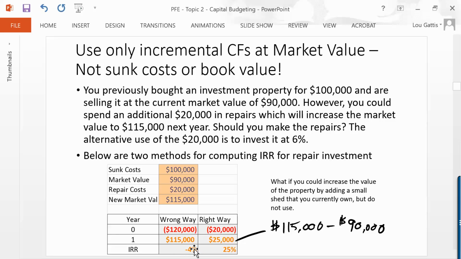You've already bought the building. So your only decision is whether you spend $20,000 today to get an incremental revenue or selling price of $25,000. So actually it does make sense to fix the building. So don't include these fixed costs, or I'm sorry, these sunk costs, in the decision.